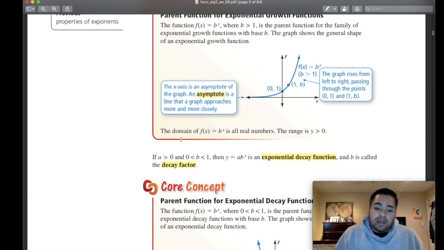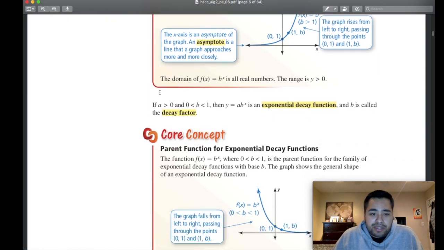Now, let's go ahead and write down a definition for exponential decay, which is the following. Say a is greater than 0 and b is between 0 and 1. So very specifically between 0 and 1, then the exponential function y equals a times b to the power of x is called an exponential decay.